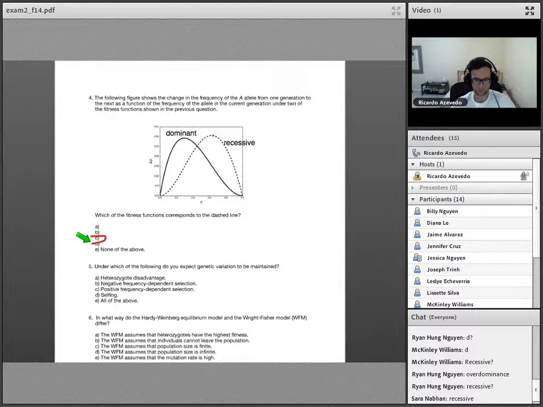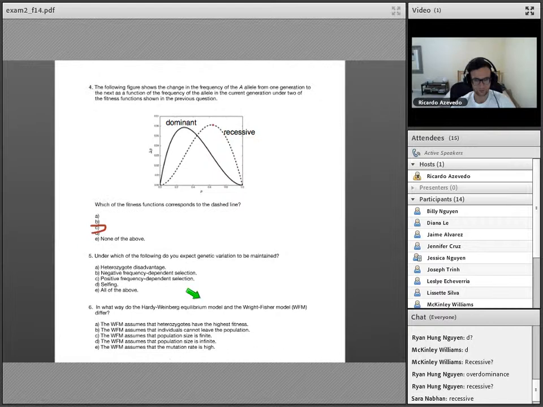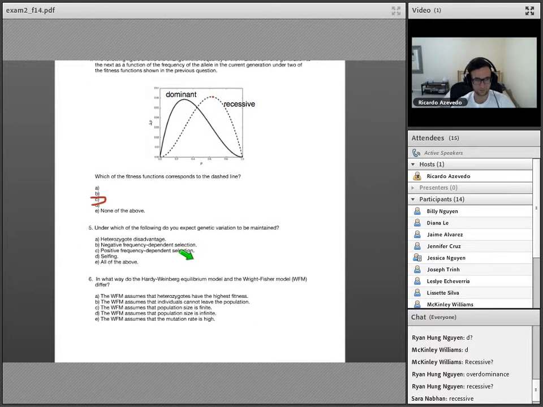All right, any question thus far? Let's move on to question 5. Under which of the following do you expect genetic variation to be maintained? Heterozygote disadvantage, negative frequency dependent selection, positive frequency dependent selection, selfing, all of the above.